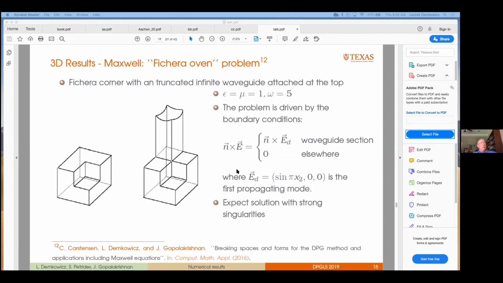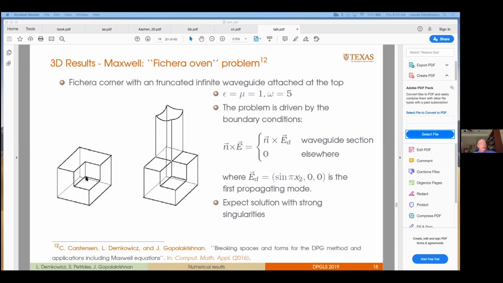This is a 3D Maxwell problem, a problem that I created as a kind of a joke about 5 years ago. I call it the Fichera-Oven problem. So, the Fichera domain is this cube that you refine into 8 cubes and take 1 cube away. It's a 3D equivalent of the L-shaped domain. It has 3 reentrant edges and one reentrant corner. And I knew as a mathematician that if I solve Maxwell equations in a domain like this, then I will have a very singular solution along these edges and at the corner.